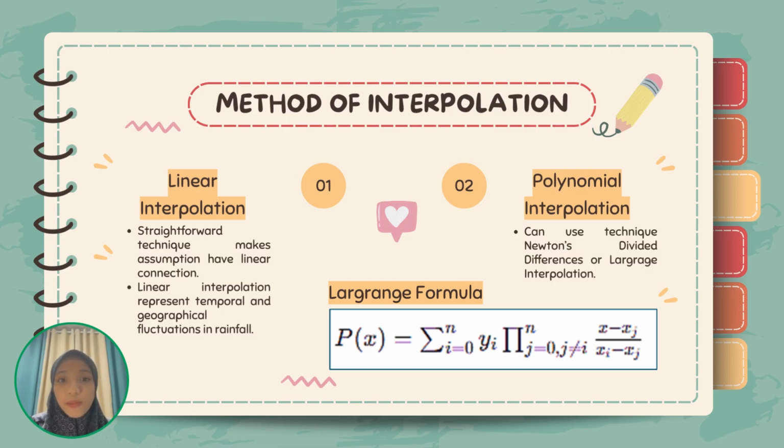Next is the method for interpolation. We identified two methods that we have studied, which are linear interpolation and polynomial interpolation. Linear interpolation is a straightforward technique that assumes a linear connection, and it also represents temporal and geographical fluctuation in the rainfall, while for polynomial interpolation we can use two techniques, which are Newton divided difference and Lagrange interpolation.